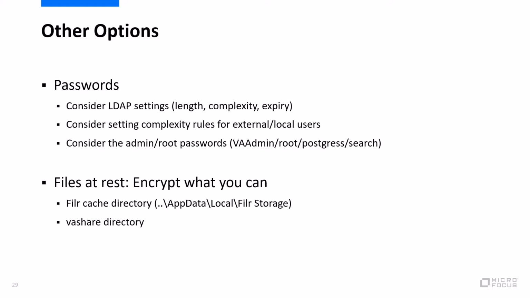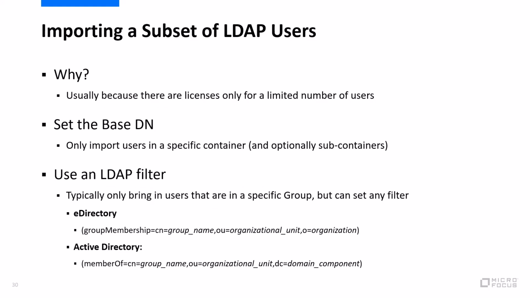As far as the files are concerned, encrypt what you can. The Filer cache directory on your workstation you can encrypt using the standard Windows folder encryption capabilities. The VA share, where your personal storage is, depending where that is sitting, maybe on a Windows server, you could use disk encryption on that particular disk to encrypt the data that's there. As for LDAP, consider, rather than importing everyone that's in your environment, just import a subset of the users.